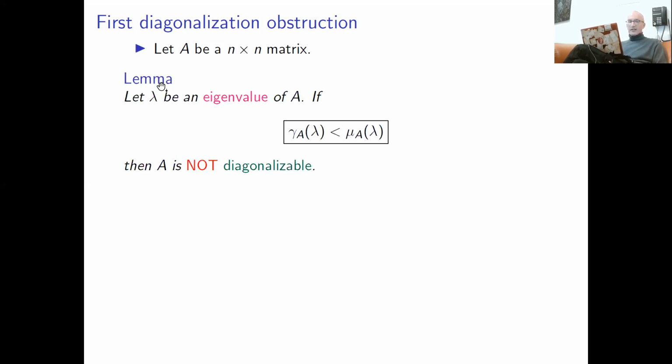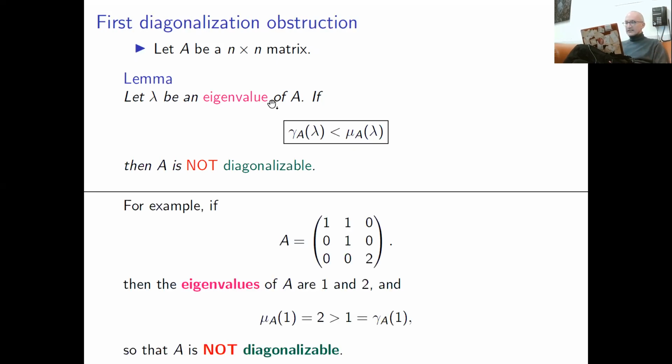An obstruction for diagonalization is a condition which obstructs your matrix from being diagonalizable. Namely, this is just an immediate corollary of the previous theorem. Take an eigenvalue of A, a real eigenvalue of A. If geometric multiplicity is strictly less than algebraic, the matrix is not diagonalizable. You just don't need to check anything else. End of game.